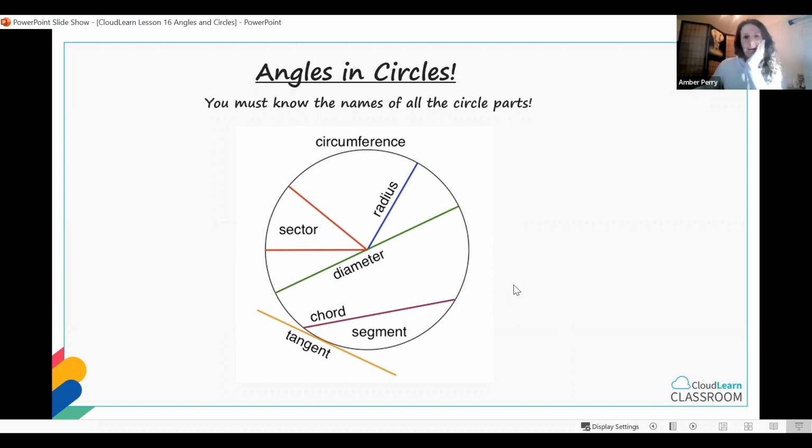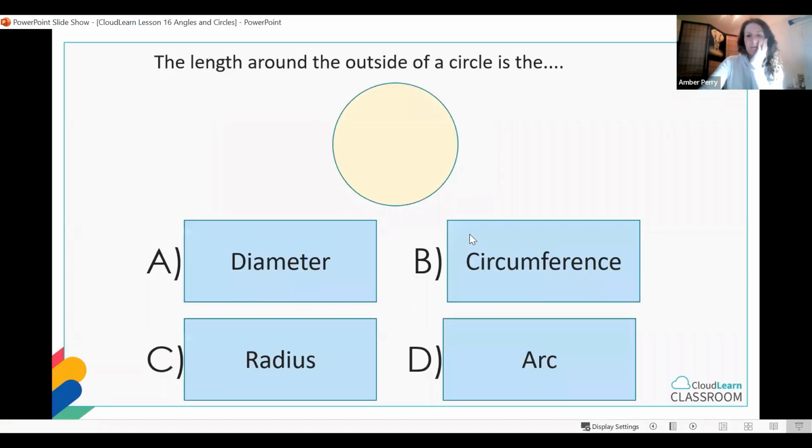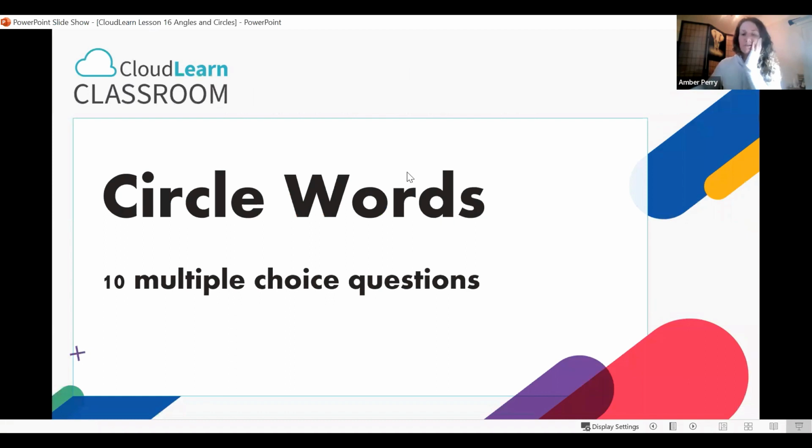Circle theorems appear in both foundation and higher, but only a few of them are in the foundation. But you do need to know all of these names of the circle parts. Do you know all the names of the circle parts? Sure? Because I'm going to start next session with multiple choice questions, so you can prove that to me at the beginning of the next session, okay?